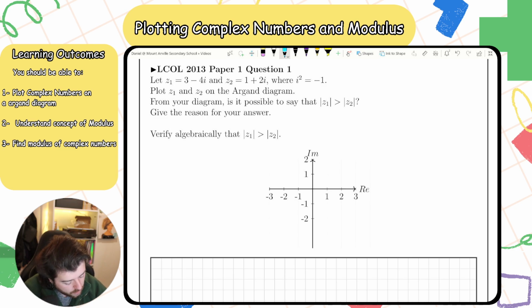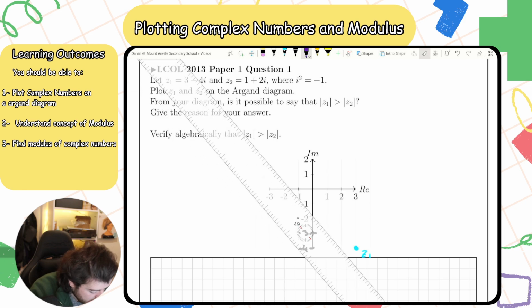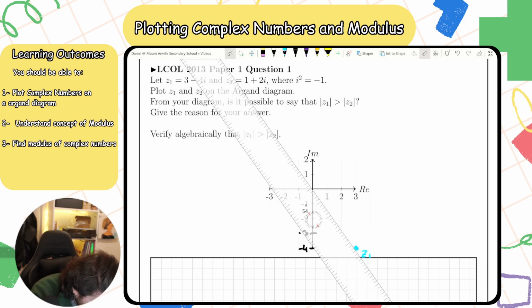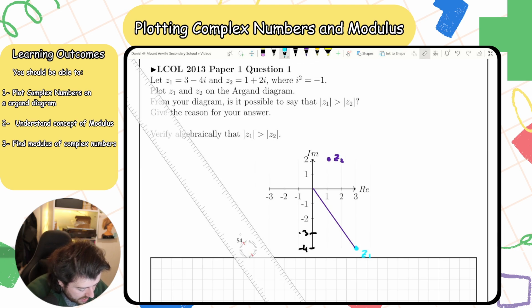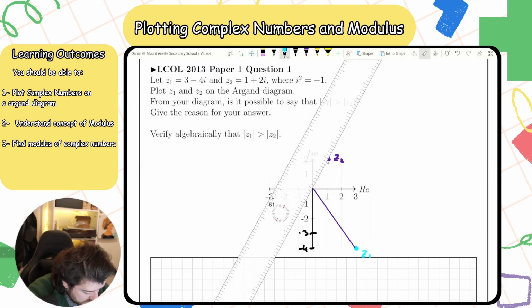So I need to plot this 3 minus 4i. So go to 3, go down to minus 4. Oh god, I think I need to extend this a wee little bit. So 3 here, then minus 4. So 3 minus 4i, there's z1. So the modulus is going to be from here to here. Right, then z2 is 1 plus 2i. So 1 plus 2i, which is like here. That's z2. So that line, the modulus, is this distance here.